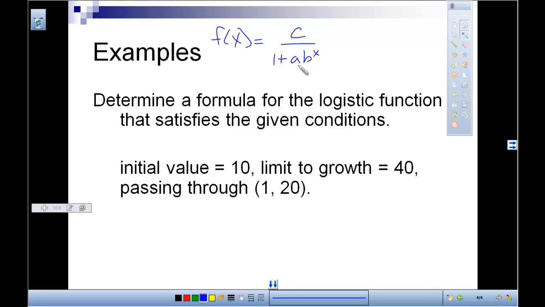Well, we do know one piece of information already. It tells us here that our limit to grow is 40. So that tells us that our value 40 is going to go right here in the numerator. So we can go ahead and start and say that much.